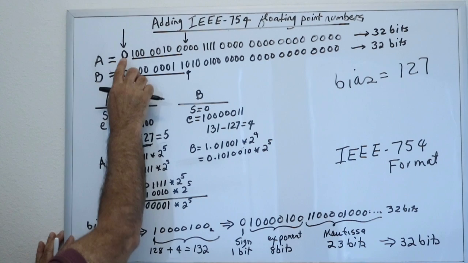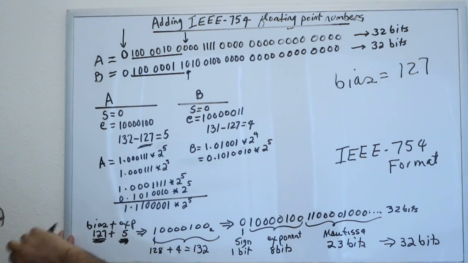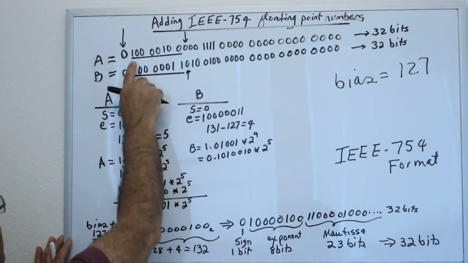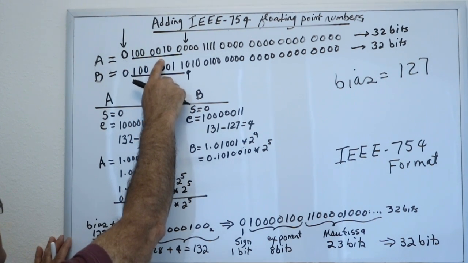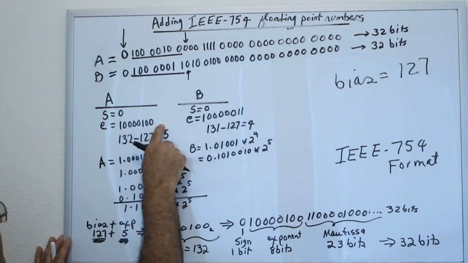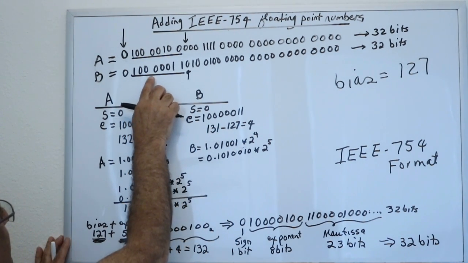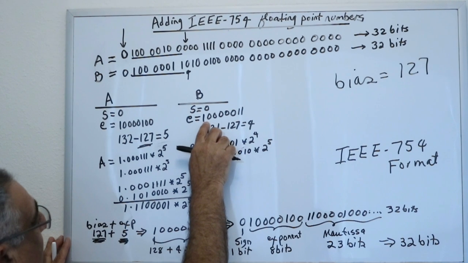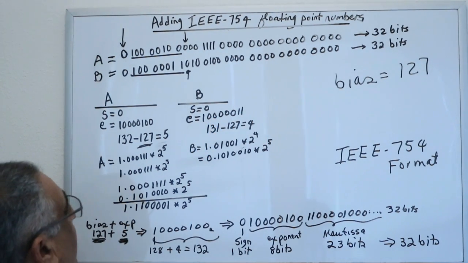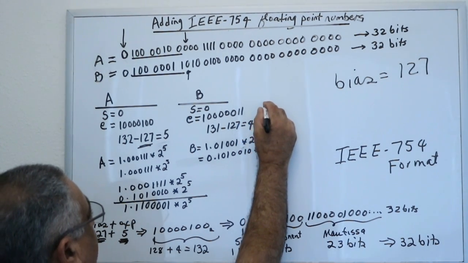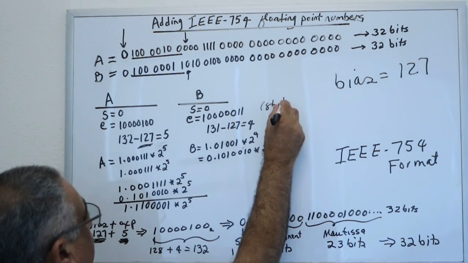Well, first A, the sign bit is 0. B also, the sign bit is 0. So that means these are two positive numbers. The exponent for A is 10000100. This is the exponent for A. The exponent for B is 10000011. So the exponent has to be an 8-bit number, so I can include that here.